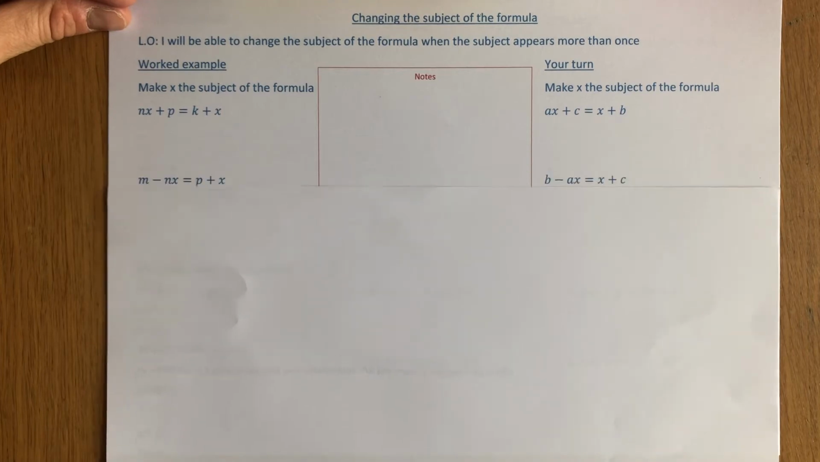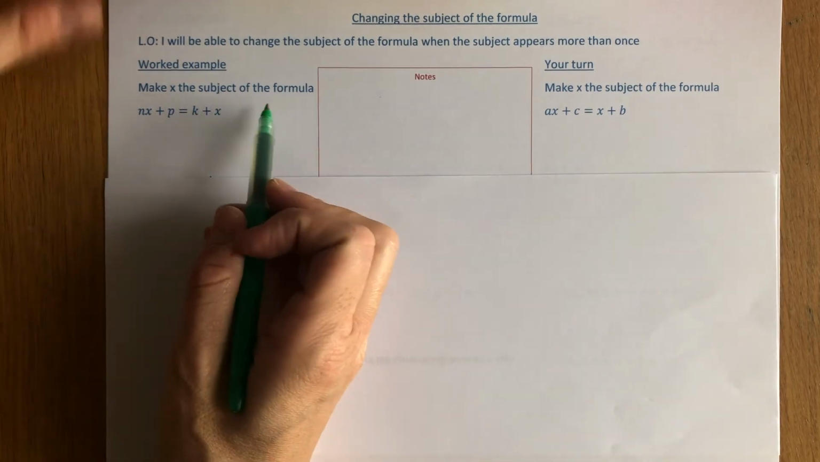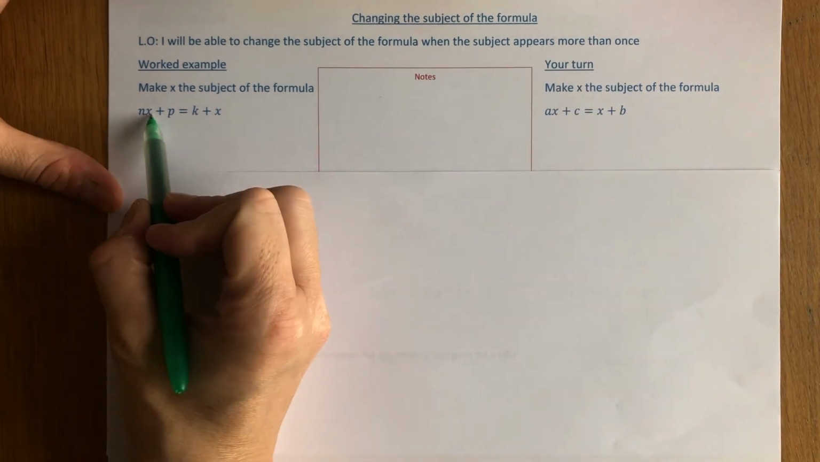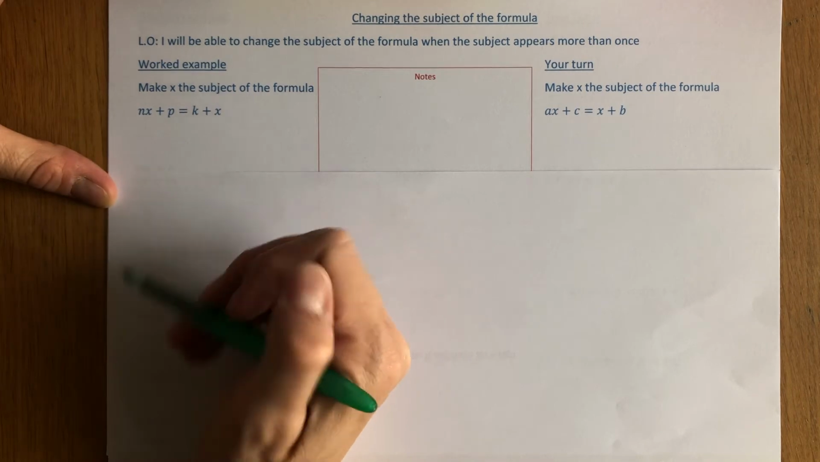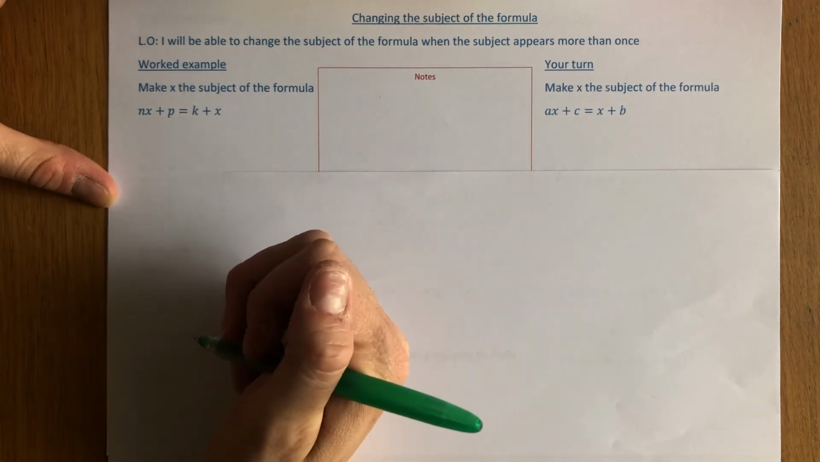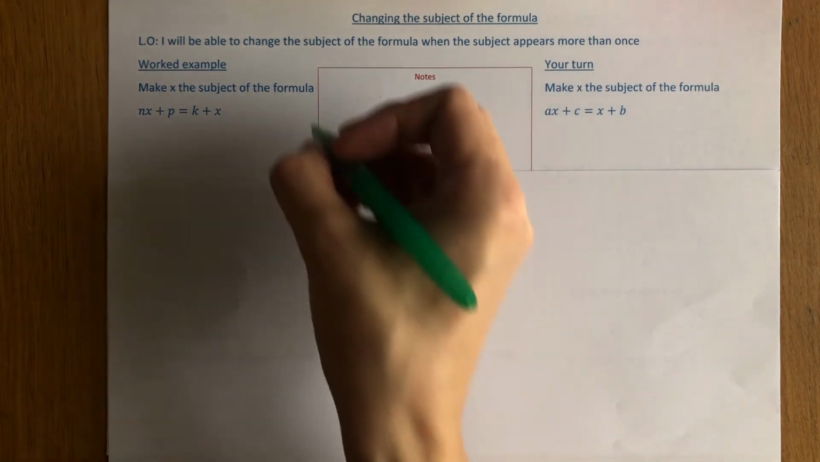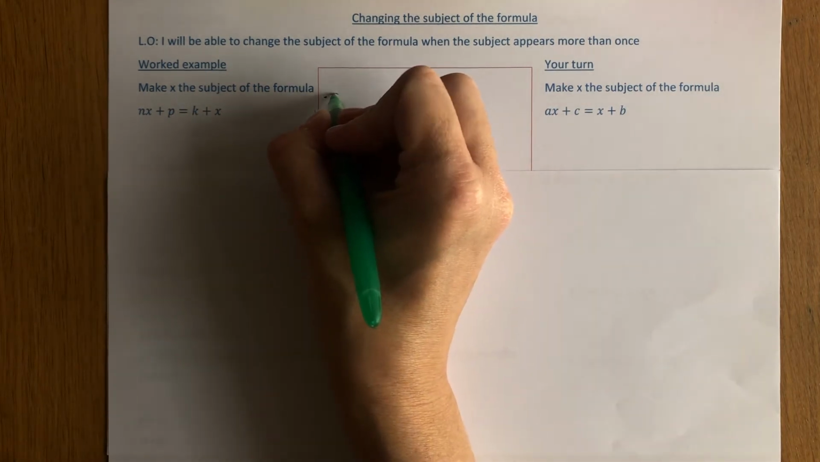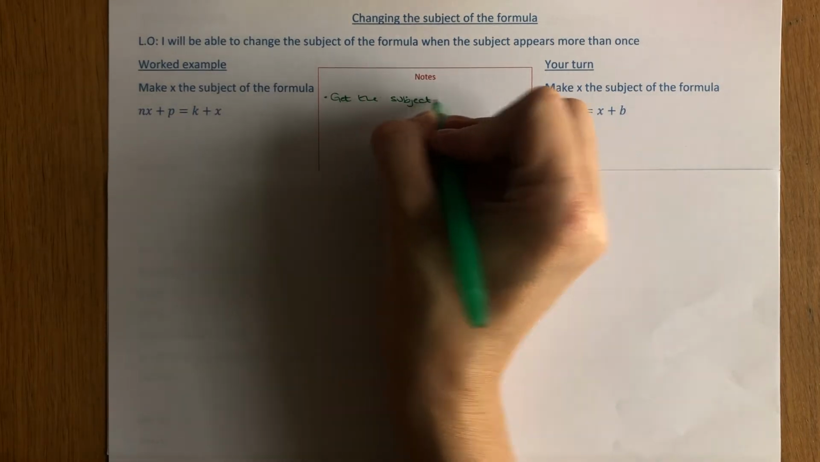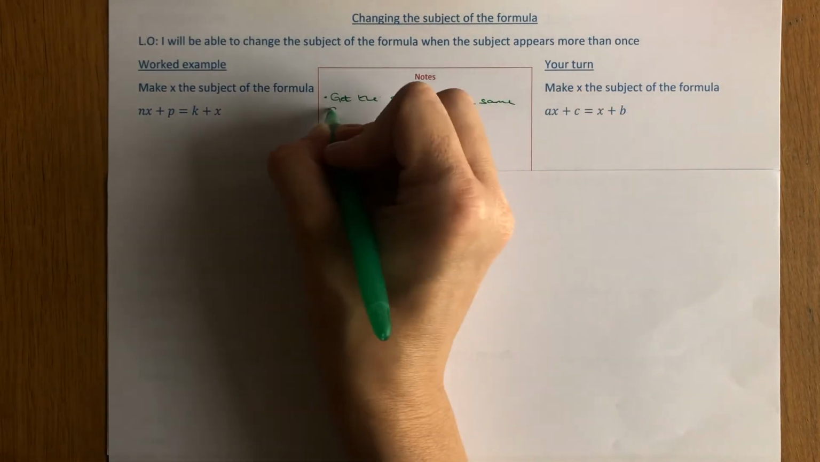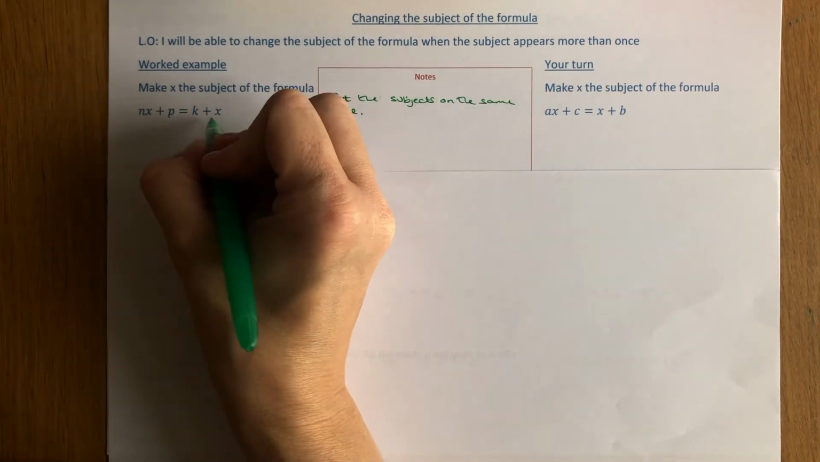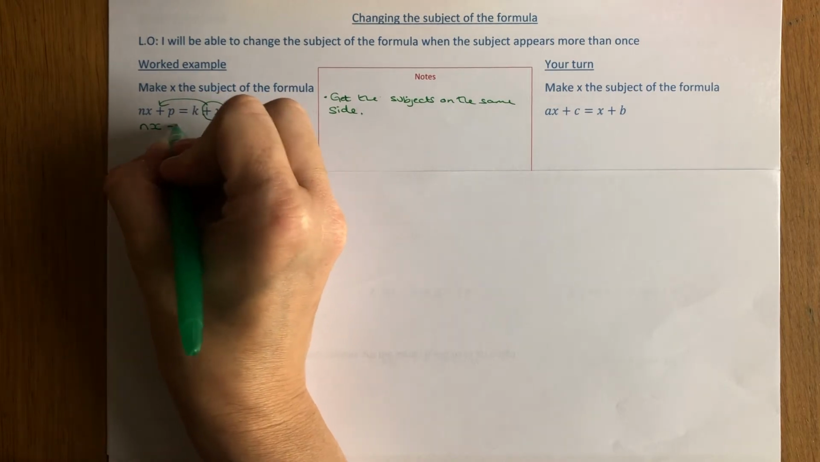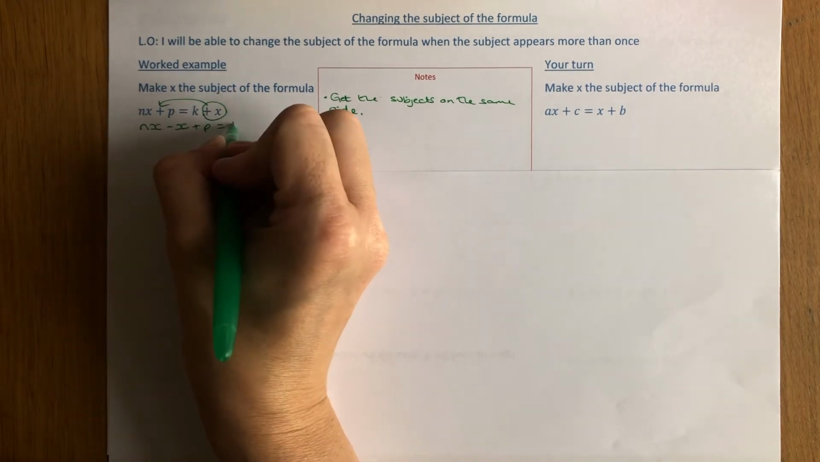Okay, our first example then. Make X the subject of the formula. So when we say it appears more than once, we can see here that we have an X here and an X here. So what we need to do, first of all, is get the X on the same side. Now when I say X, it's whatever the subject is. Okay, so I'm going to take this X over there to join the other one. So I get NX minus X, still got the P there, equals K.